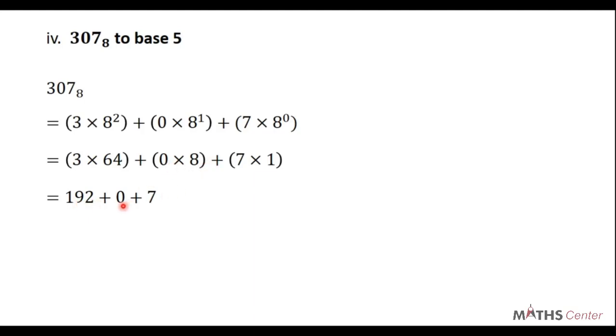0 times 8 will give us 0. 7 times 1 will give us 7. You add everything here and we are getting 199. So if you convert 307 base 8 to base 10, you have 199. But we don't want our answer in base 10. We want it in base 5. So you convert 199 to base 5.